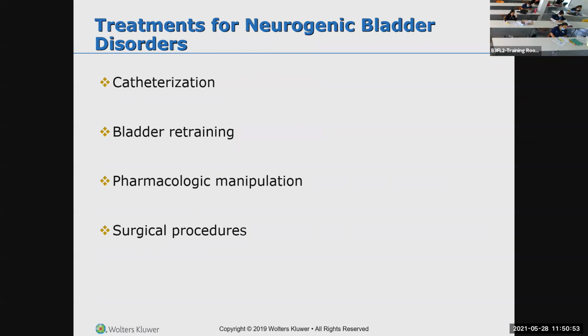Treatment for neurogenic bladder disorders: catheterization. Later on, bladder training, retraining. Some medications are applied, pharmacologic manipulations, and last resort is surgical. Nowadays they use some implant on the bladder wall. So the bladder will send a message to the brain by means of those implants that it's time for him or her to evacuate the bladder.